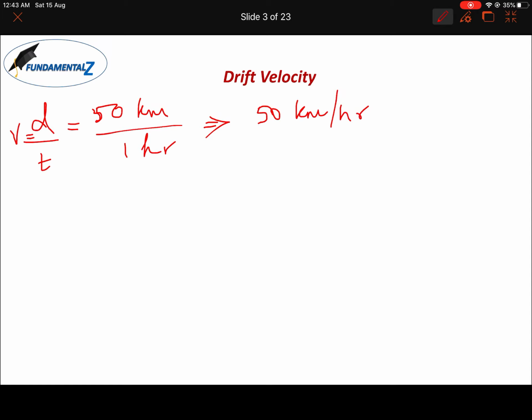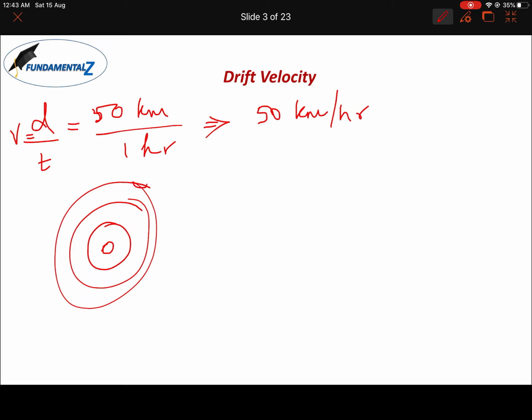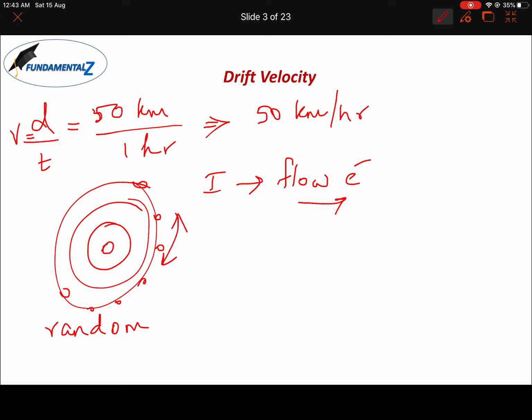So how is this velocity connected to our electrons? Consider an atom. Inside there is a nucleus. Surrounding the nucleus there are many shells, and in the outermost shell there are many free electrons. These free electrons are always in motion. They are moving in a random direction. But we know that current is nothing but flow of charges, and in particular flow of electrons. So these electrons are also moving. We say in current also electrons are moving.